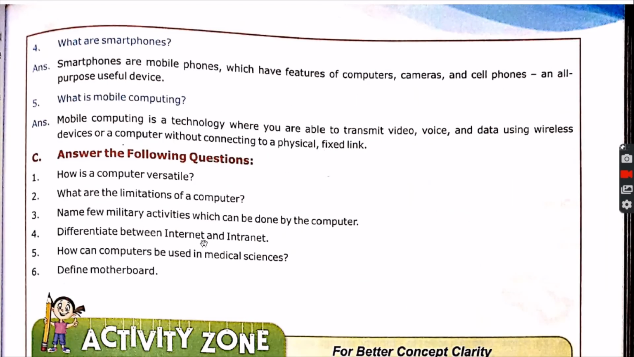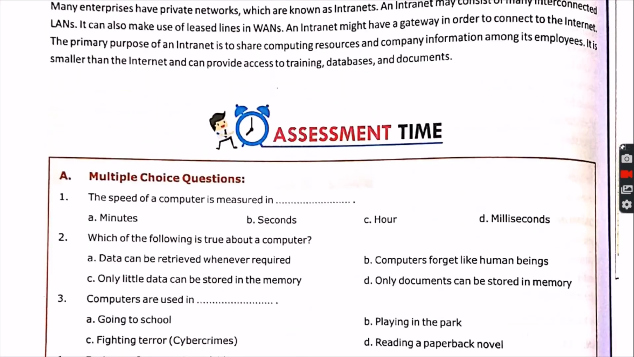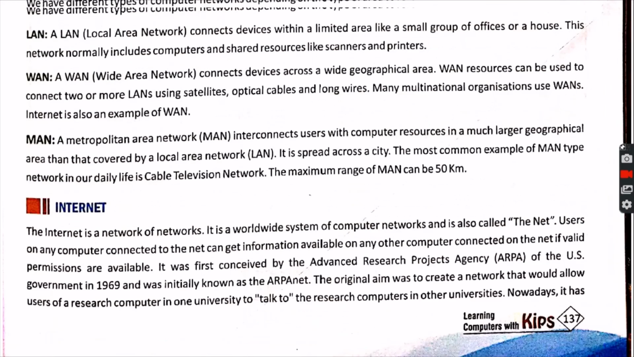Differentiate between internet and intranet. As I just explained, internet is the bigger term that comes under wide area network. Internet is the network of networks. It is a very big network, you can say a global network, and it is simply called the web. The things available on the internet are accessed with the help of www.